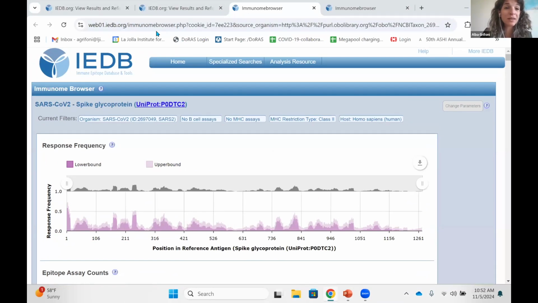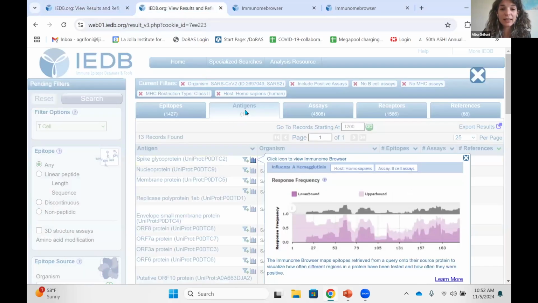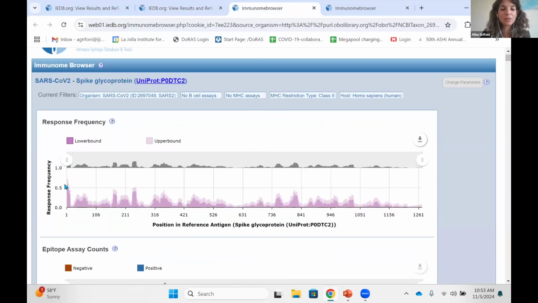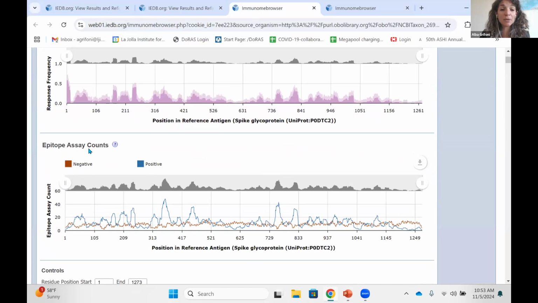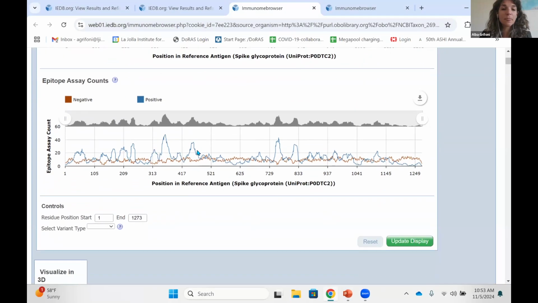I apologize to everyone. Here was the original query with the epitopes that I was showing you. Here in the antigen, you can click on the ImmunomeBrowser. And this is the ImmunomeBrowser I alluded to. So this is the response frequency, the lower and upper bound. So here you can see the spots of immunodominance. And right here, you have the epitope assay counts. As I was mentioning, in the context of spike, you have information for the entire protein, and you really can see this peak of positive responses.